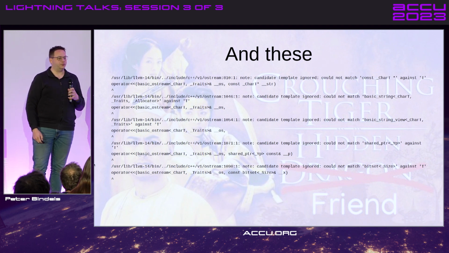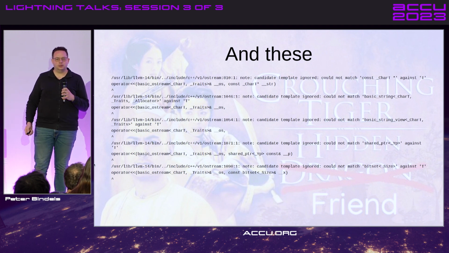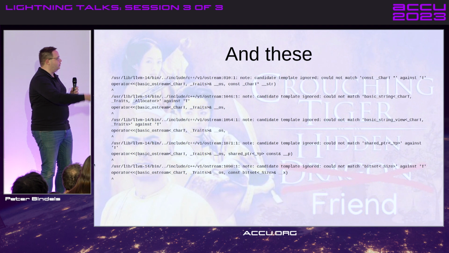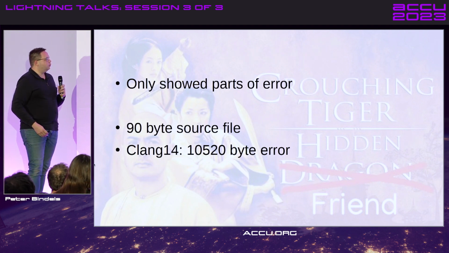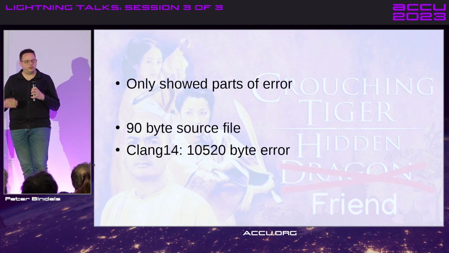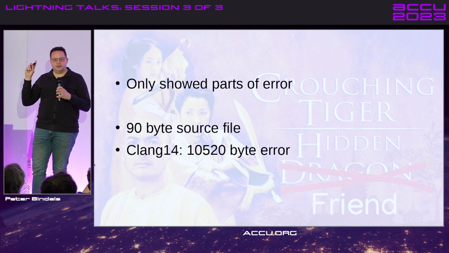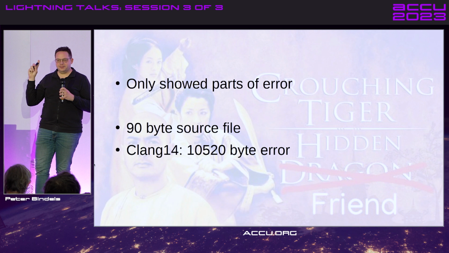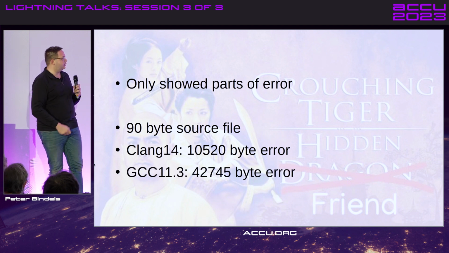There's so many options. But it's hard to understand what's actually wrong because it's trying to list all the overloads. And I'm only showing you parts of this because I couldn't get it in slides because it's the source file of 90 bytes. The error message is slightly over 10 kilobytes. And you're right, I am lucky because I'm using Clang, and Clang is really good at not giving too much detail.